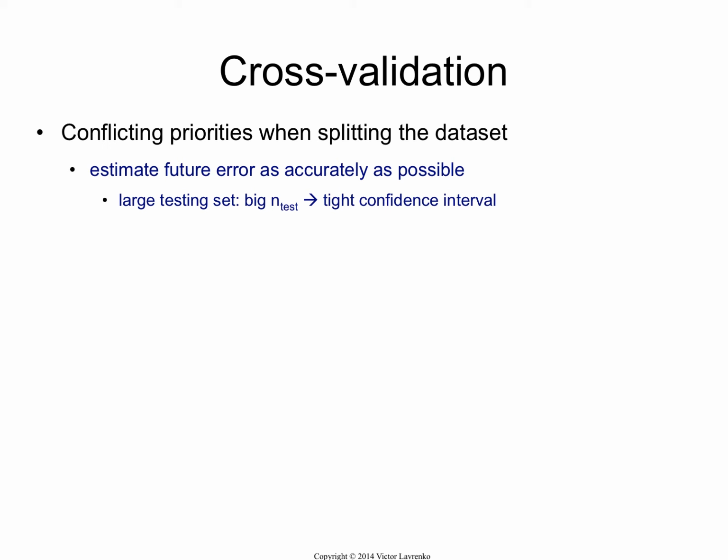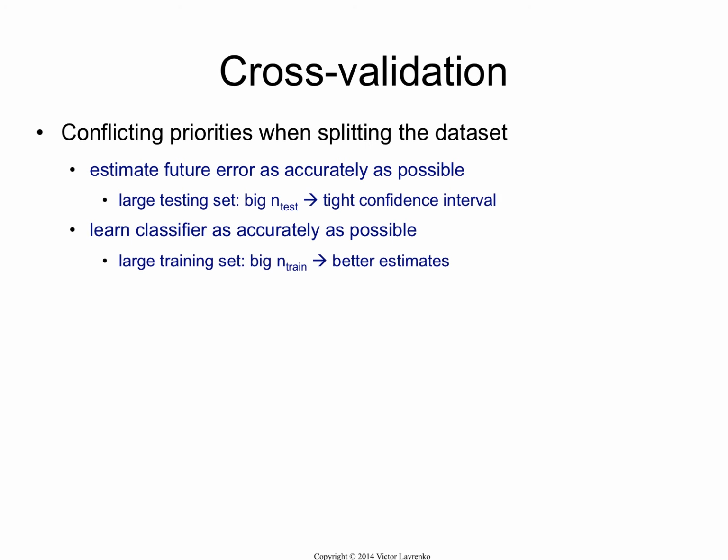So when you're splitting the data set, say into the training and testing set, you have conflicting priorities. On one side, you would like your estimate of the future error to be as reliable as possible. And we talked about how the confidence interval directly depends on the number of instances in the test set. So you want to make the test set as big as possible, because then you'll be confident that your estimate of the error will actually carry over into the future. So you want a large testing set.